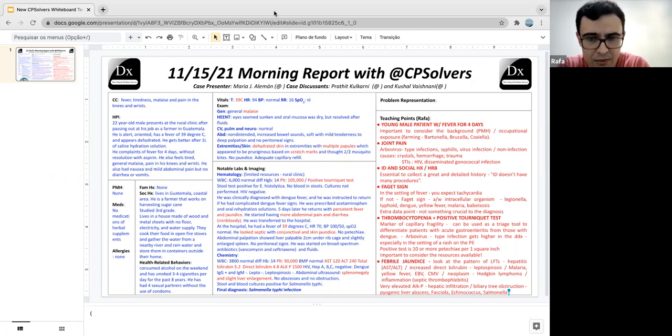And then we finally saw that this patient had febrile jaundice. Dr. Kulkarni reminded us to always look at the pattern of the LFTs. With higher AST and ALT, we could think about hepatitis; with increased direct bilirubin, we could think about leptospirosis, but also other organisms like malaria, yellow fever, EBV, CMV. Other non-infectious causes of febrile jaundice that we could think of are Hodgkin's lymphoma and septic thrombophlebitis. And we saw that this patient had a very elevated alk phos, and we thought about hepatic infiltration and biliary tree obstruction, including pyogenic liver abscess, fasciola, echinococcus, and finally salmonella, which was the diagnosis.